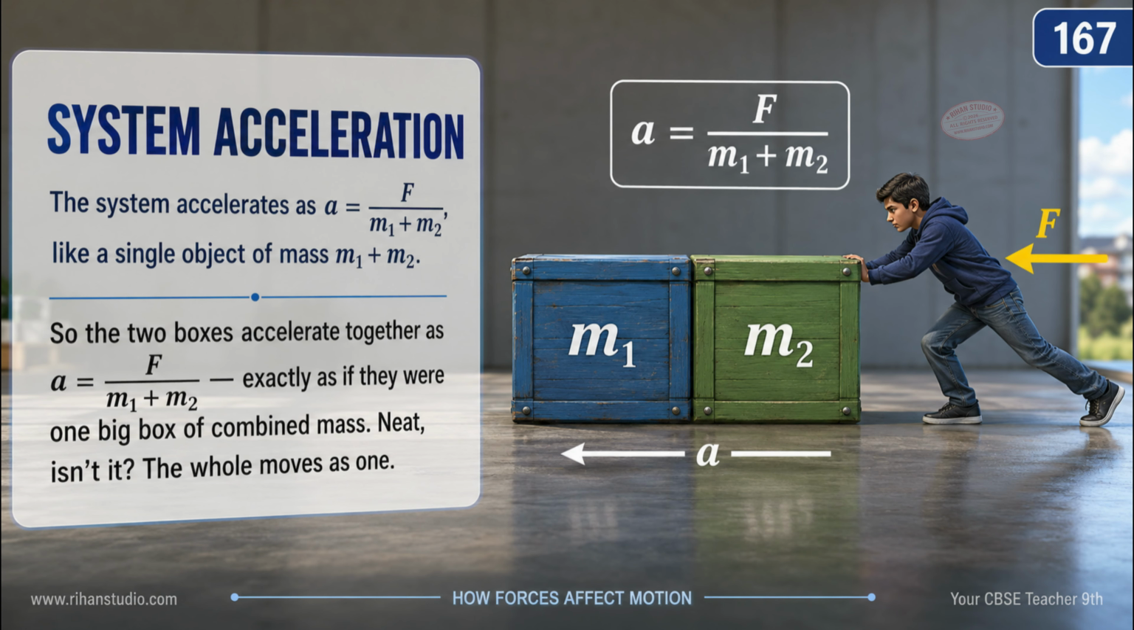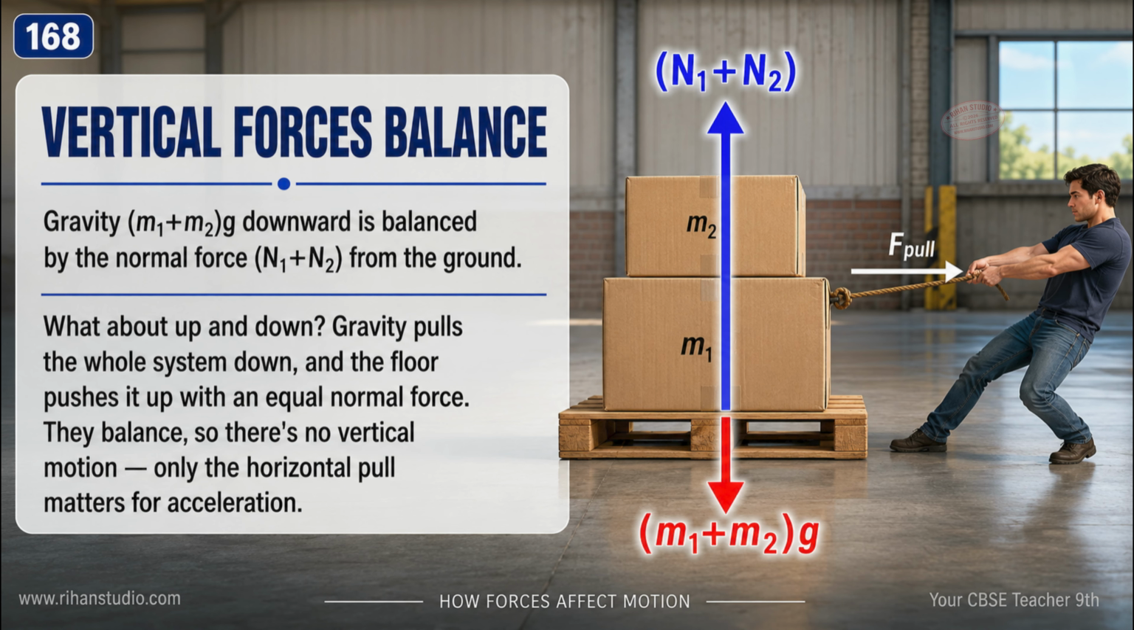System acceleration. So the two boxes accelerate together as a equals F over the sum of m1 and m2, exactly as if they were one big box of combined mass. Neat, isn't it? The whole moves as one. Vertical forces balance. What about up and down? Gravity pulls the whole system down, and the floor pushes it up with an equal normal force. They balance, so there's no vertical motion. Only the horizontal pull matters for acceleration.